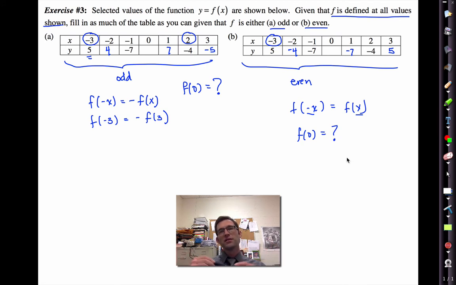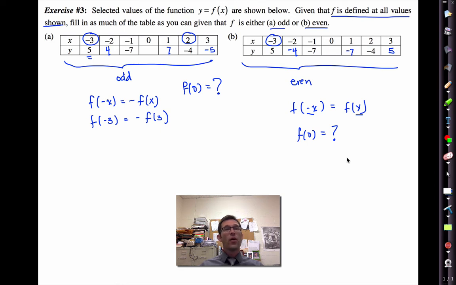Now, in both cases, the function is defined there. But in only one of the two cases can we actually give a value for f of 0. Think about that for a minute. One of them we're just going to have to say, I don't know, it could be anything. The other one we can definitively say is equal to something.